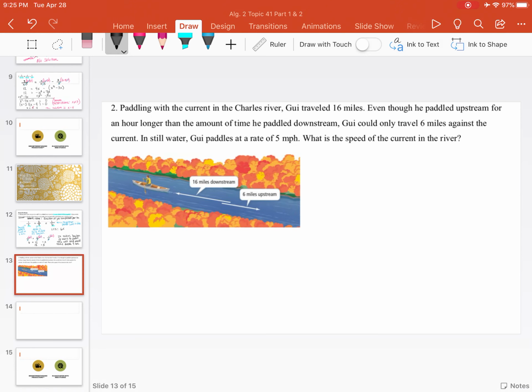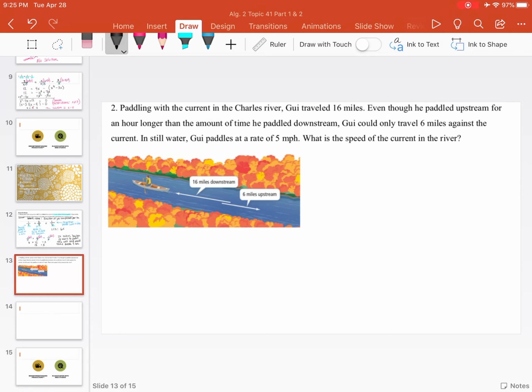Moving on to the second word problem. This one's definitely a little bit more complicated. So the second word problem reads: paddling with the current in the Charles River, Guy traveled 16 miles. Even though he paddled upstream for an hour longer than the amount of time he paddled downstream, he could only travel 6 miles against the current. In still water, Guy paddles at a rate of 5 miles per hour. What is the speed of the current in the river?